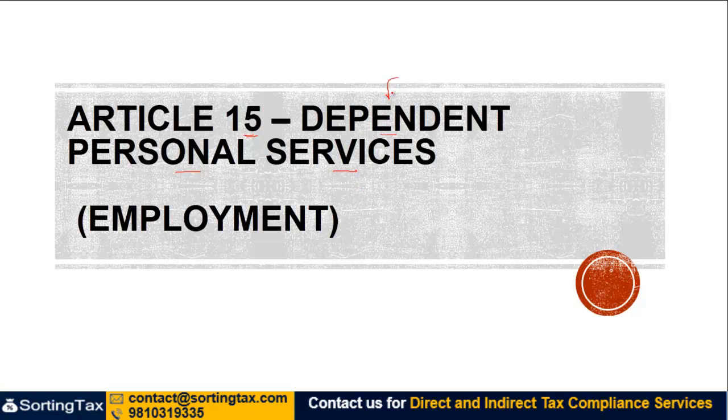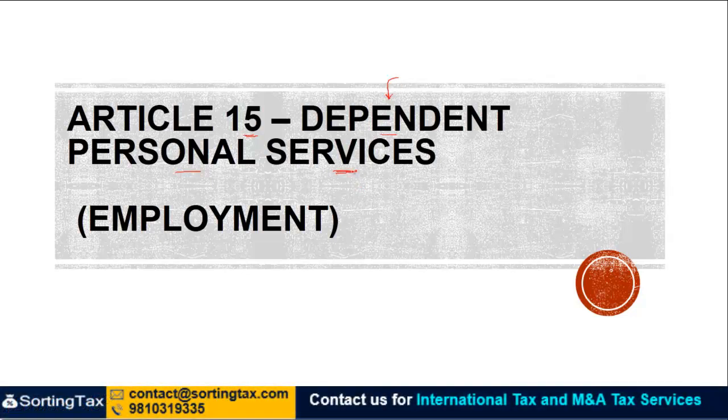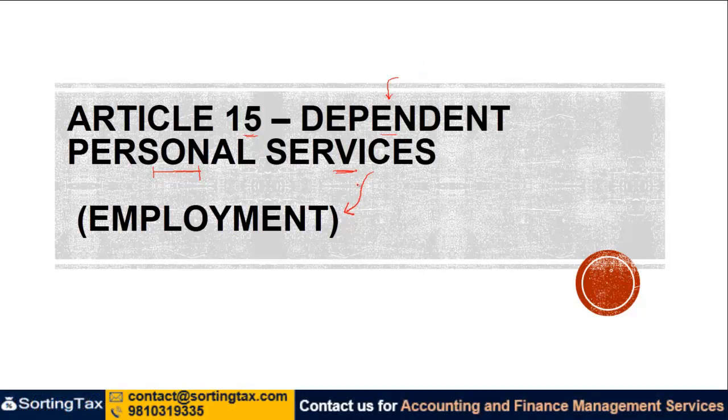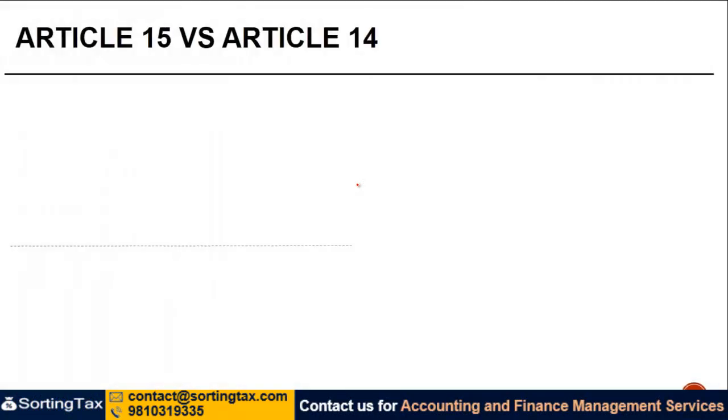What this means is that the services which an individual renders, why an individual? Because the word used here is personal. The services which an individual renders are dependent, in terms of what is to be done and how it is to be done, on someone else, right? Which is the case of employment. And that is why this is known as the Dependent Personal Services clause. So how is this different vis-a-vis independent personal services?